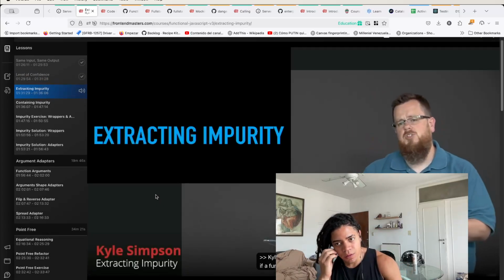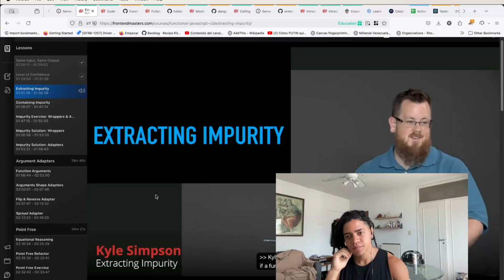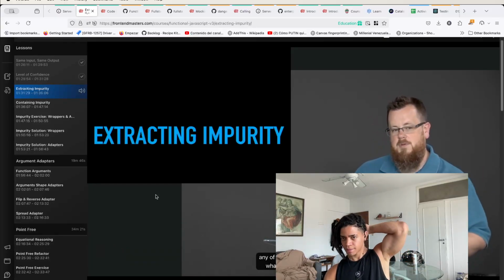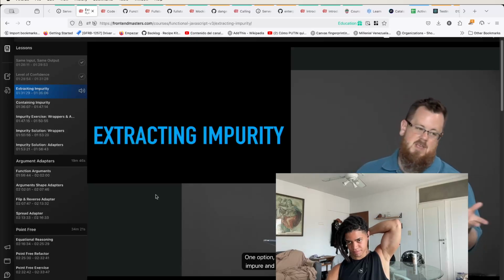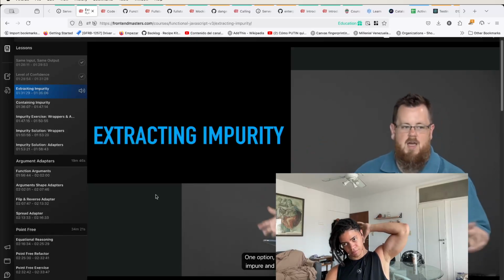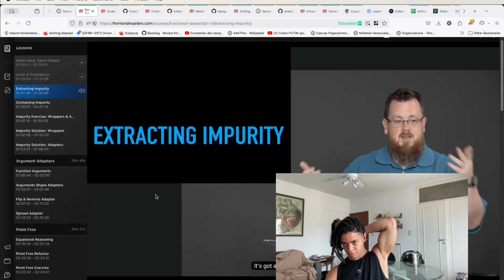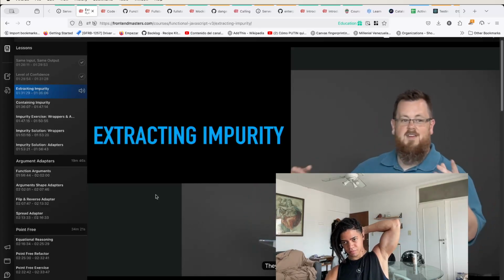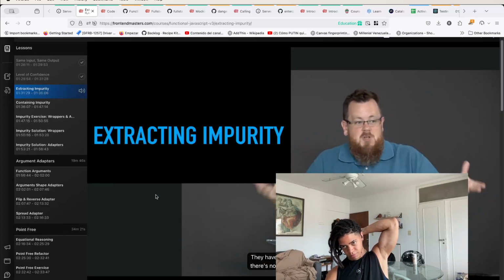Okay, so if a function is not pure for any of a variety of reasons, what are our options? One option, the obvious one, is leave it impure, and that's just about it, right? It's got to write to the database. There's no way around it. Database writes are impure. They are a side effect. They have to happen in our apps. There's no way to get around it.